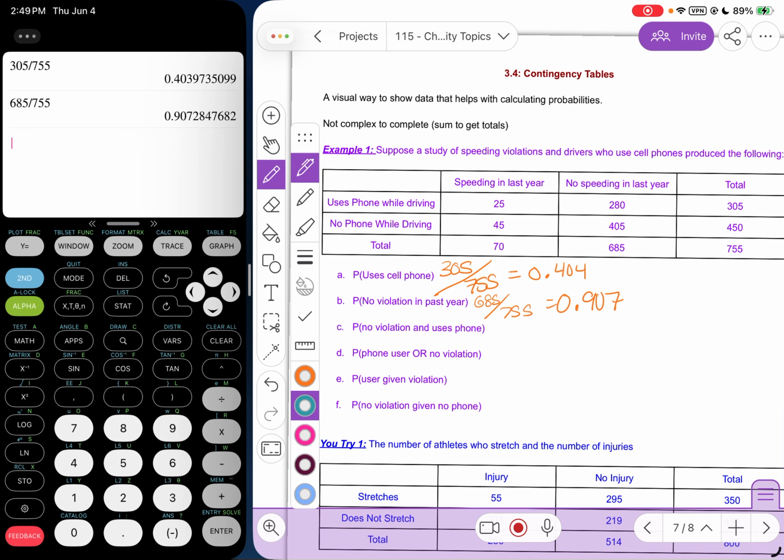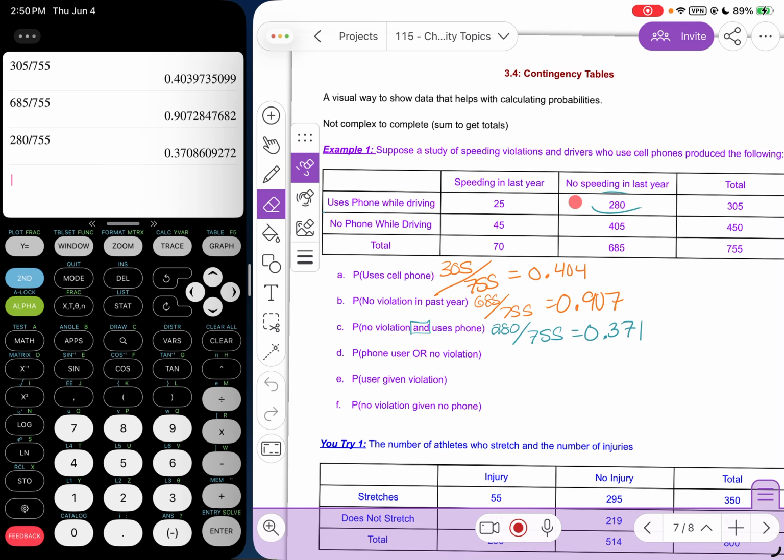The next level is probability of no violation and uses a cell phone. So on a table, you just find where those meet. No violation, uses a cell phone, they meet at 280. So that's 280 out of 755. Gives us 0.371.